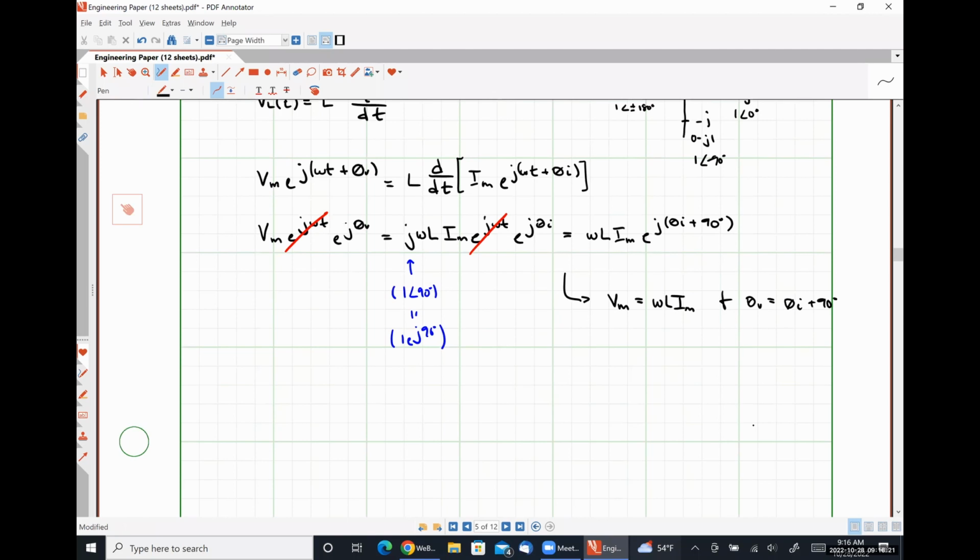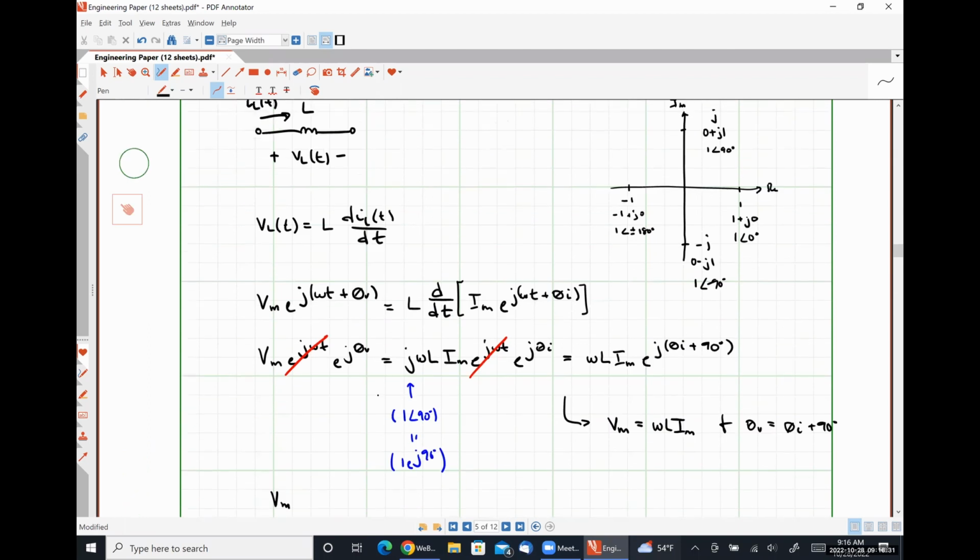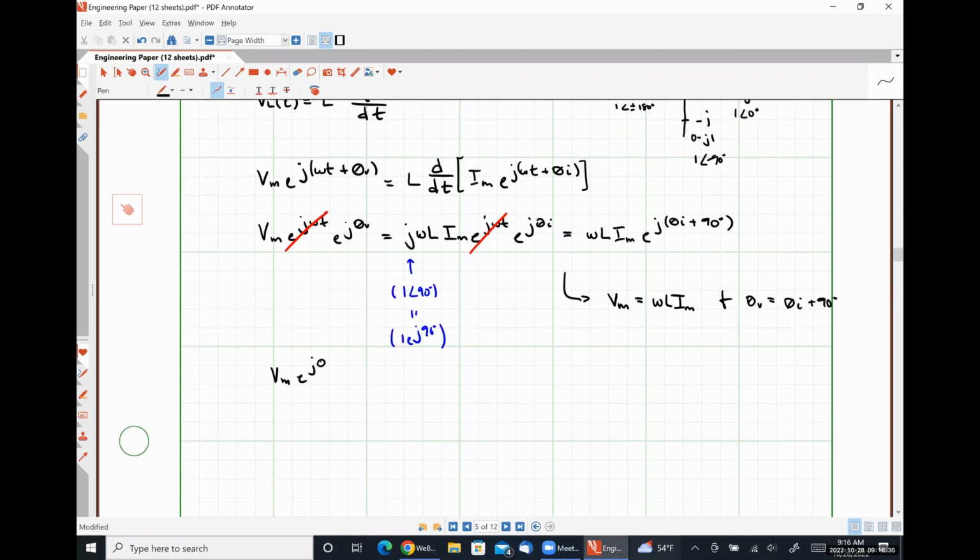All right, so getting back to the left-hand bit of our equation, we have Vm e^(jθv) is equal to jωL times Im e^(jθI), which could be written as Vm angle θv is equal to jωL times Im angle θI, or phasor voltage V is equal to jωL times phasor current I. So that's our current-voltage relationship for inductors in the frequency domain.